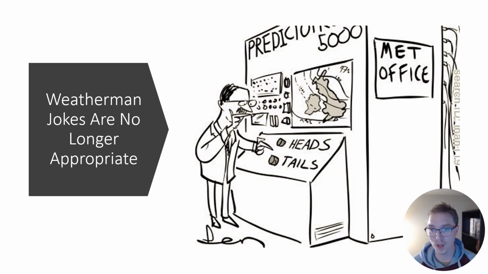Weatherman jokes or meteorology jokes aren't really appropriate any longer, because as a science we've moved so far past that. We understand the Earth better than we have in human history. And it's only improving with technological capabilities, improving satellite sensors, improving formulas and models. We're improving our ability to accurately predict the weather.